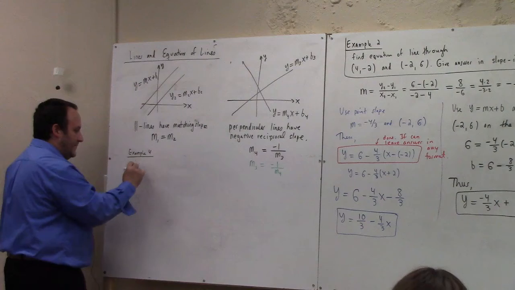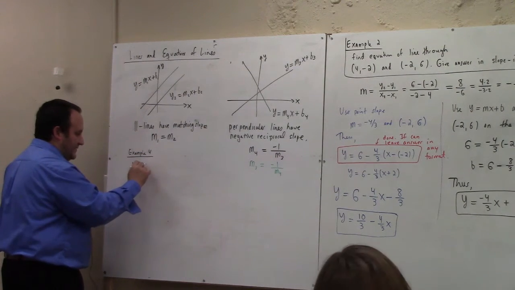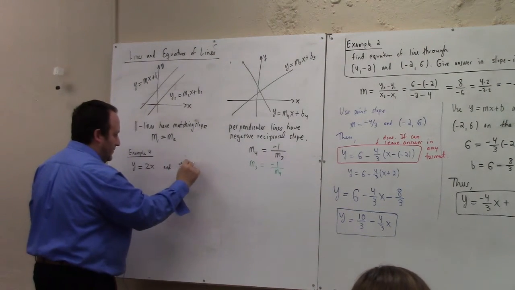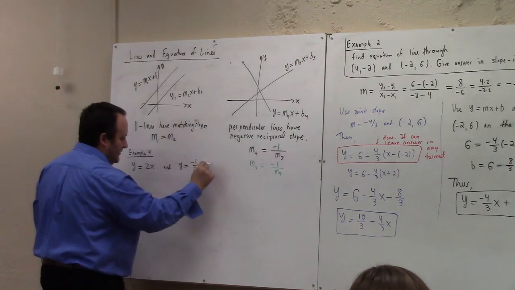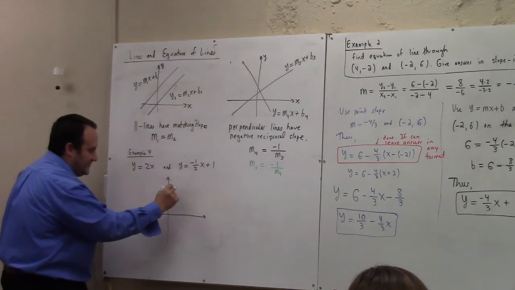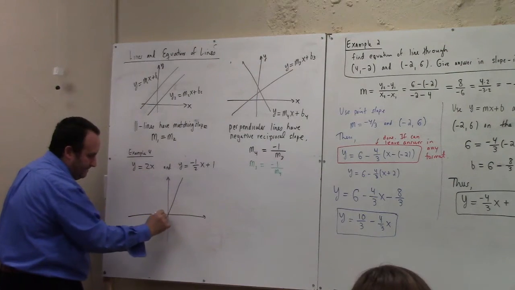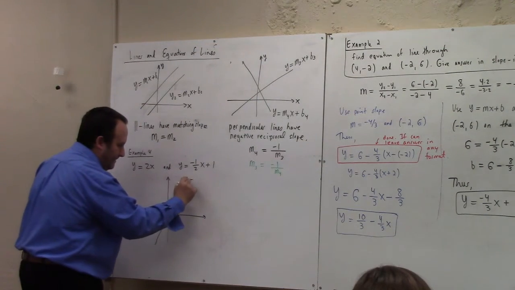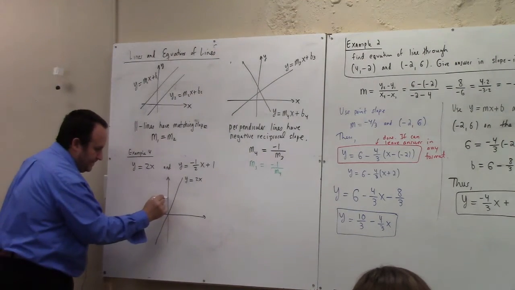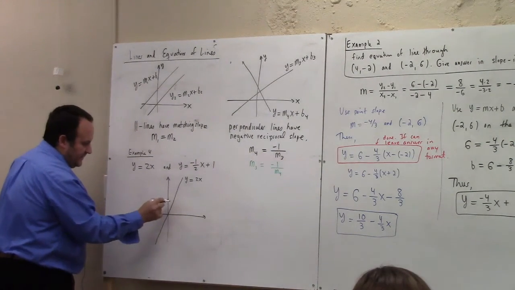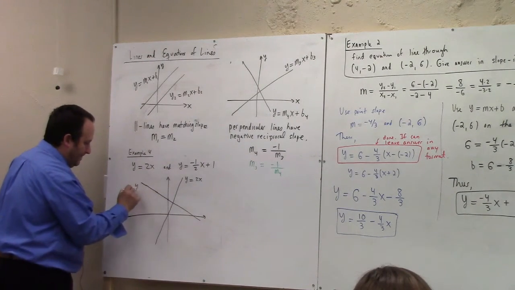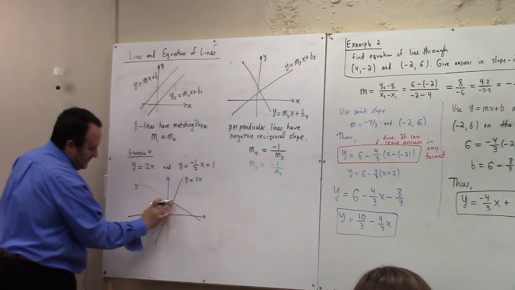So example 4, if we look at y equals 2x and y equals minus 1/2 x plus 1, right? So y equals 2x looks something roughly like that. And y equals minus 1/2 x plus 1 looks roughly something like that. Well, I've got colors here. Let me use a different color.